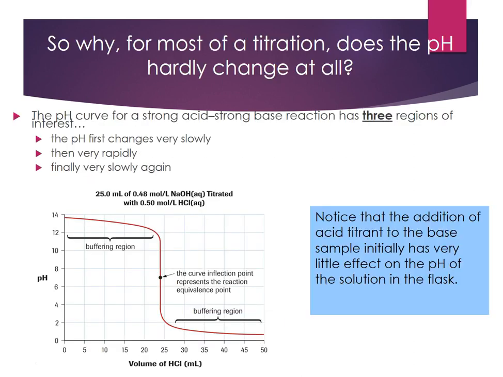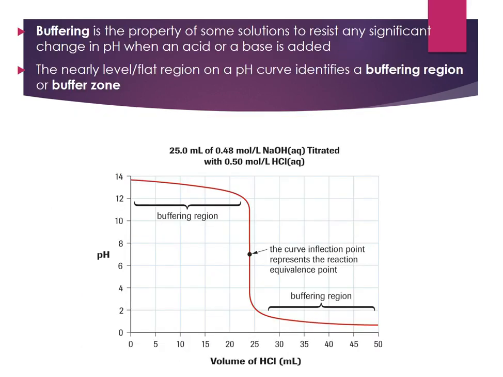Notice how pH curves have three different regions. They begin with a gradual pH change, followed by a rapid change, and then a slow change in the pH at the end. The nearly flat regions of the titration curve, where the pH changes very little, are called the buffering regions.